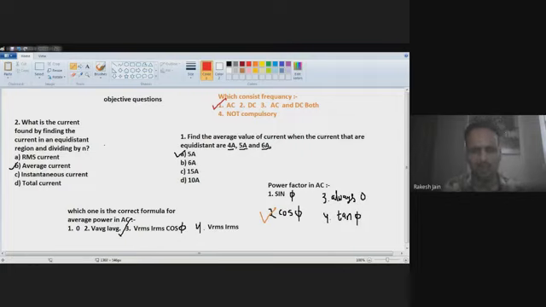So I hope with the help of these kinds of objective questions and this total derivation, you understand the power factor and the average power calculation in an AC circuit.